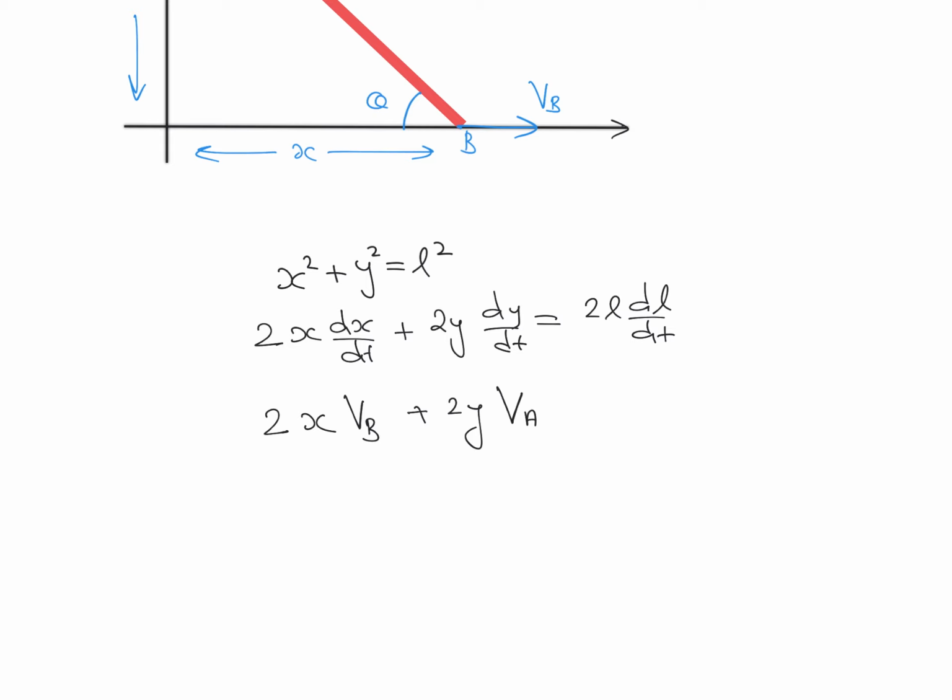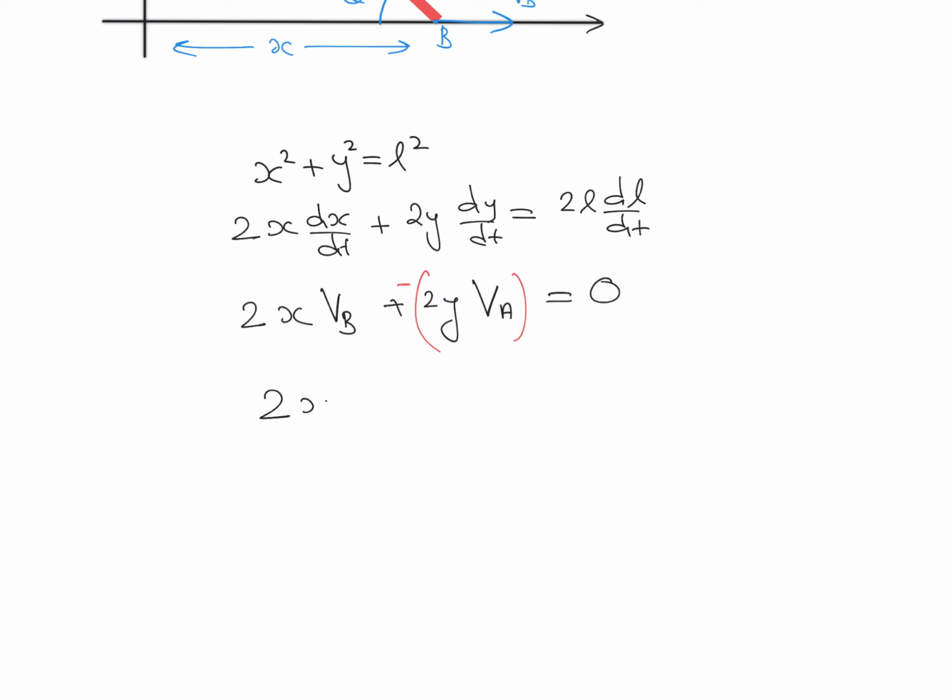Here you can observe an important thing: with respect to time the value of y is decreasing, so dy is a negative value. So we put a negative sign over here as the value of y is decreasing, is equal to 2 into L into dL by dt. As the length of the rod is a constant, it is not going to change, the value of dL by dt is 0, so you can write this as equal to 0. So you can write 2x into velocity of point B is equal to 2y into velocity of A. We can cancel the 2, and you can write the velocity of B is equal to y divided by x into velocity of A.